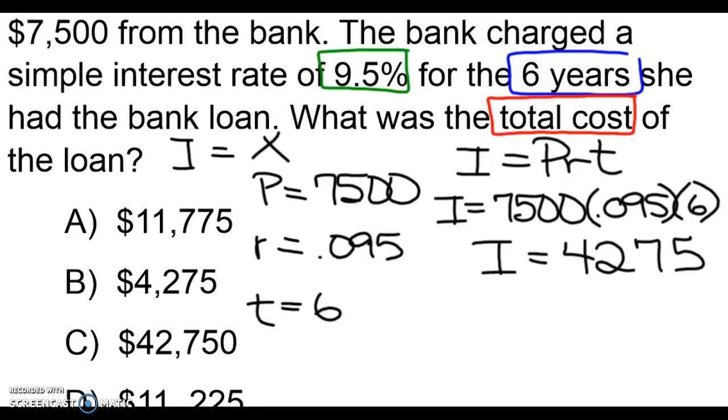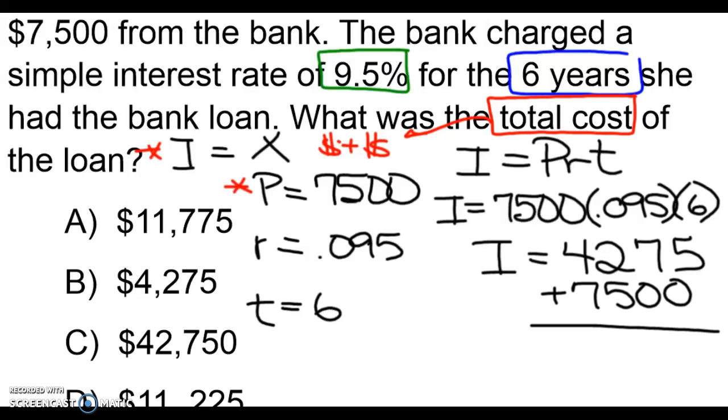The big thing here is that it does say total cost, so we know that total means we need to take two numbers and add them together. We know that interest is dollars and principal is dollars, so I'm going to take 4,275 and add that to my principal. When I pop those in my calculator, I get a total of $11,775.